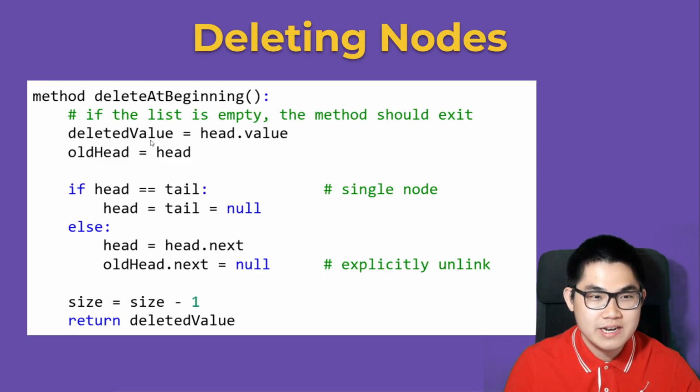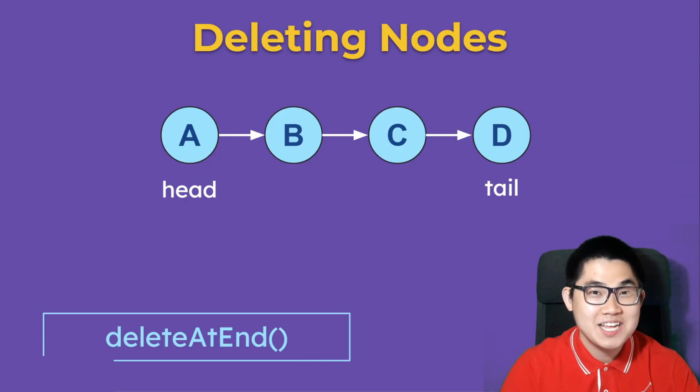We first store the value of the node that we want to delete, and then point old head to the head. We also covered this if statement right here. And this line of code here moves the head to the right. And this one will remove the link between those two nodes. Now, when you remove a node from the linked list, you need to decrease the size variable. And finally, you return the deleted value, which is the value of the node that we just removed. Next up, I'll show you how to remove the last node inside the list.